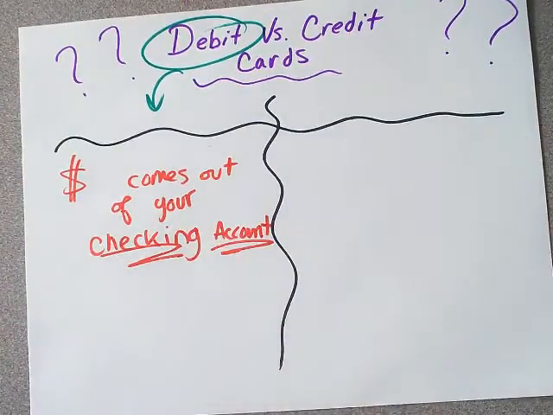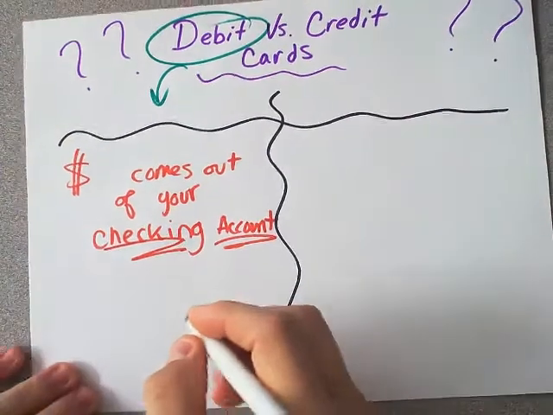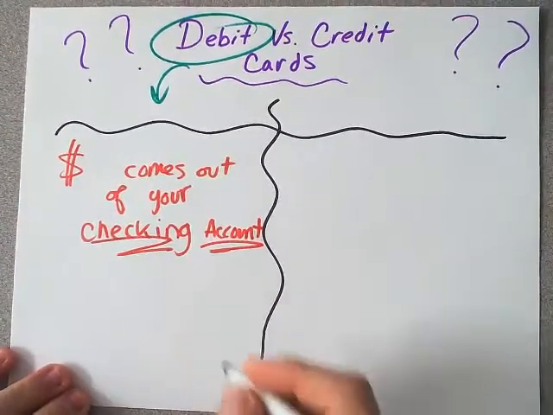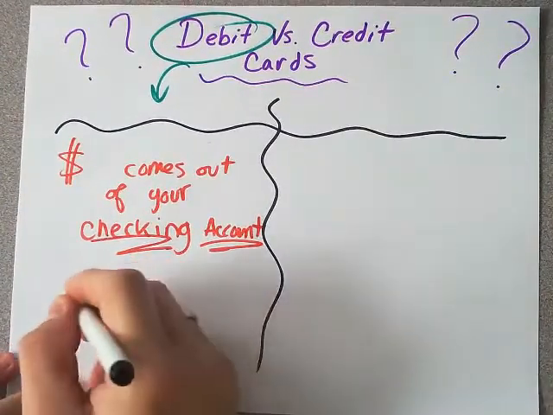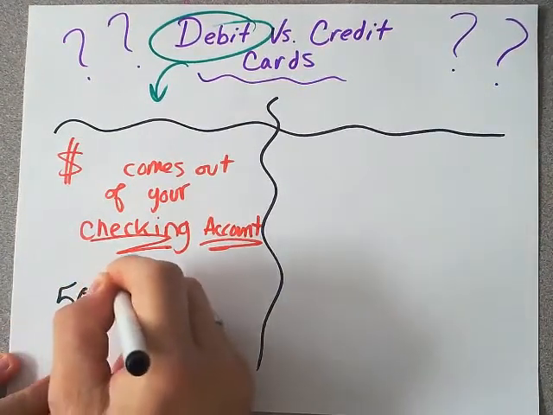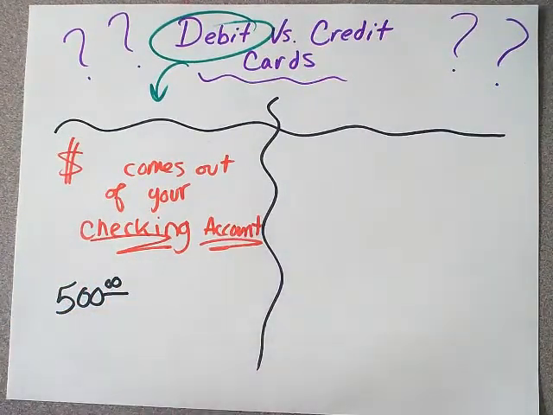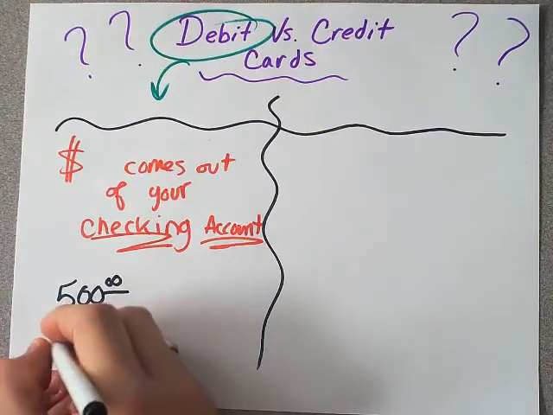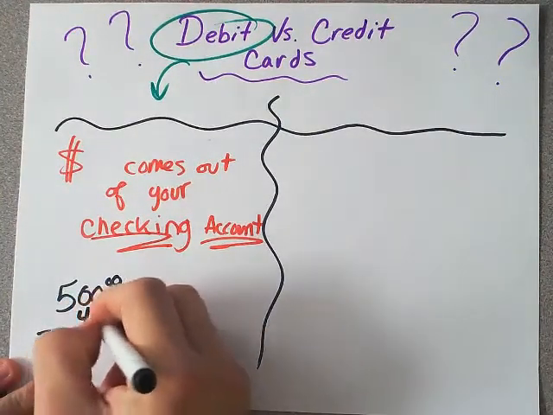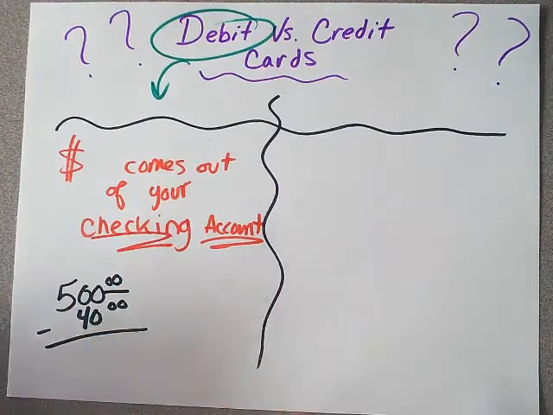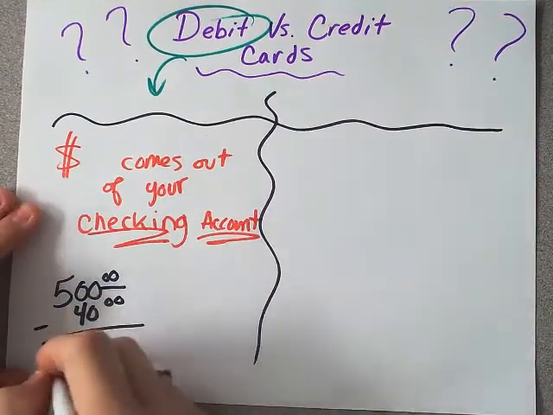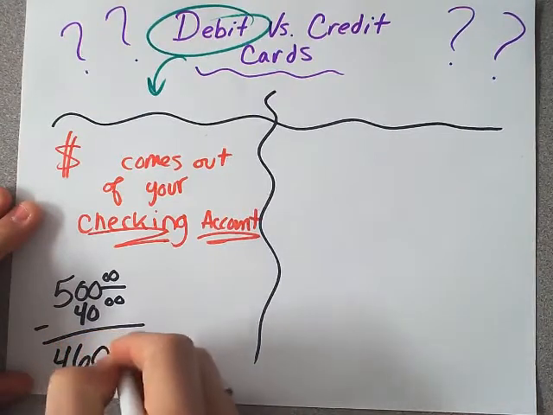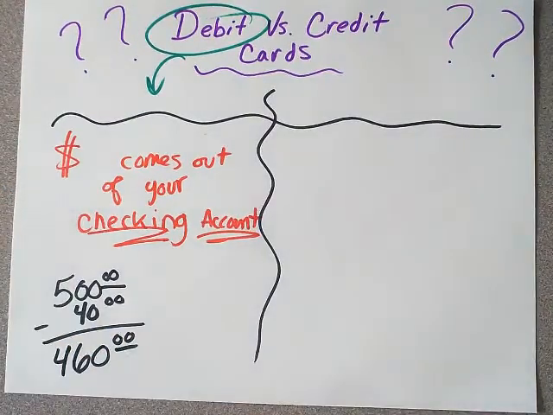Here's a good example of that. Let's say I go out to eat with a buddy. It's his birthday or something, so I say, hey, I'll buy you lunch. Let's say I had $500 in my checking account and our food is $40. Before I even leave that restaurant, I'm already down to $460. It directly affected my checking account. It's pretty much like using cash out of my checking account.